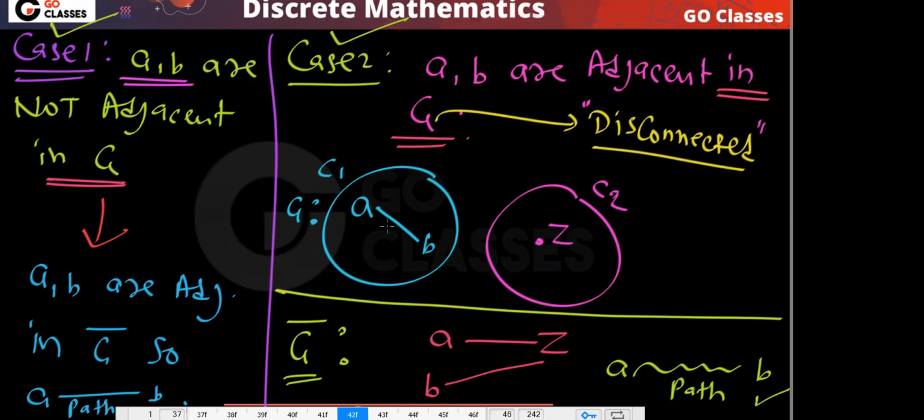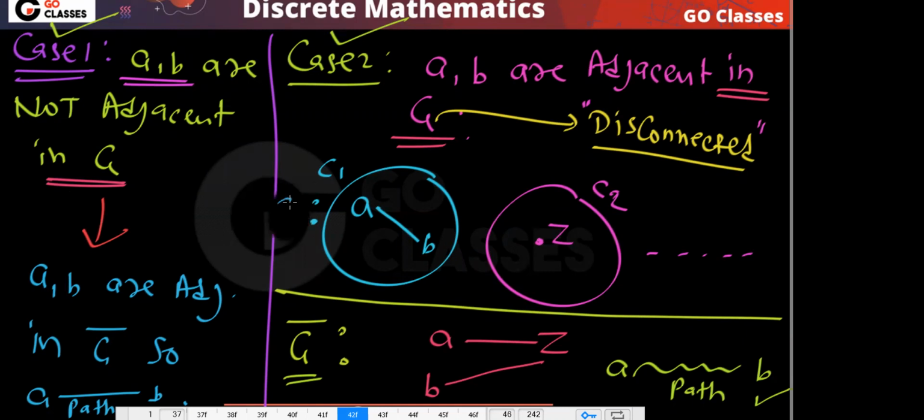It means they are in the same component. Yes or no, Devacharan? So A comma B are in the same component, and this graph G is disconnected. It means there is at least one more component. Now in that component, you take a vertex Z. Remember, this whole thing is happening in G.